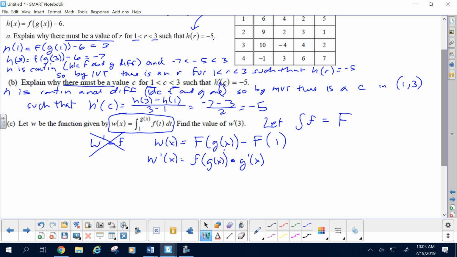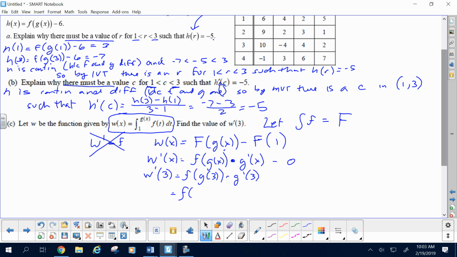What about the derivative of big F at 1? Okay, do I really even care that I don't know big F? Don't care, because big F, whatever it is at 1, is a constant, and the derivative of a constant is 0. So it doesn't matter that you don't know big F, the derivative of a constant is 0. Now then, W prime at 3 is f of g of 3 times g prime of 3.